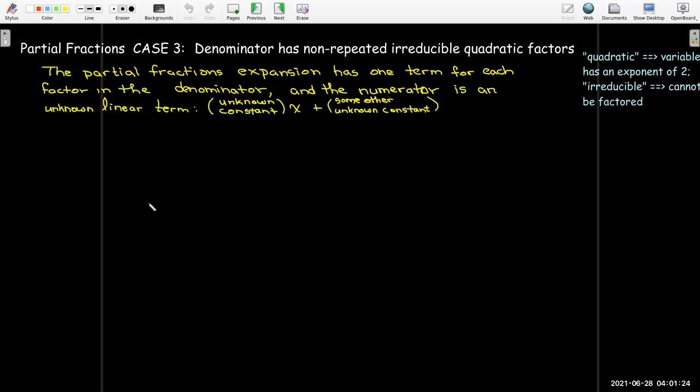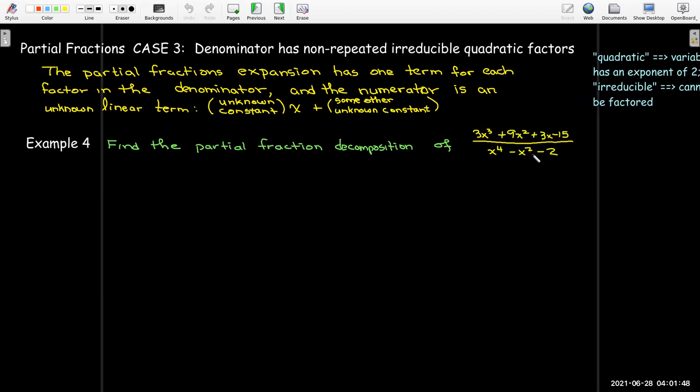So what's different here is when your denominator is a quadratic, you want your numerator to be a linear term. So it's going to be some unknown constant times x plus another unknown constant. So let's look at an example to make sense of this. I'd like to find the partial fraction decomposition of 3x cubed plus 9x squared plus 3x minus 15 all over x to the fourth minus x squared minus 2.